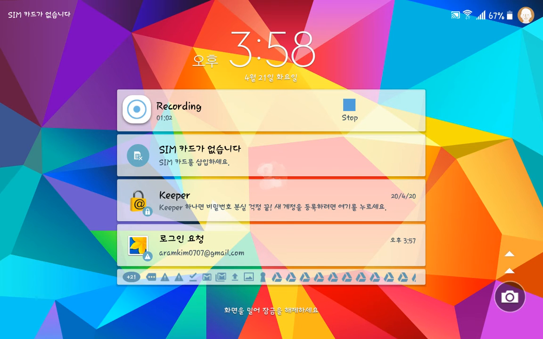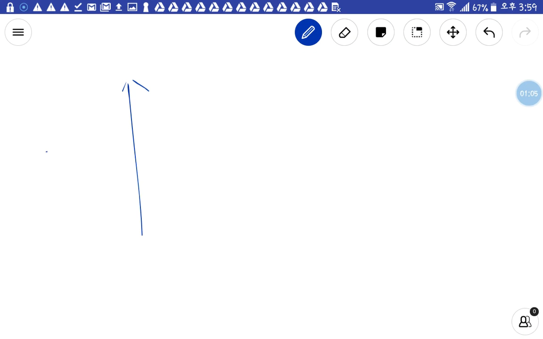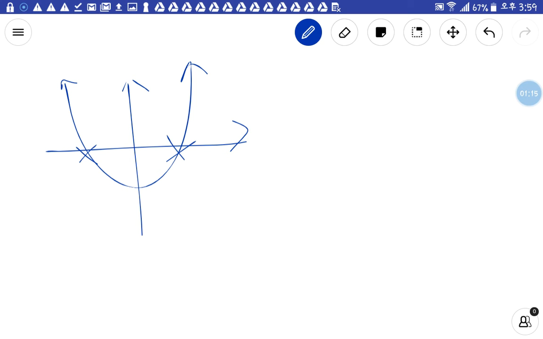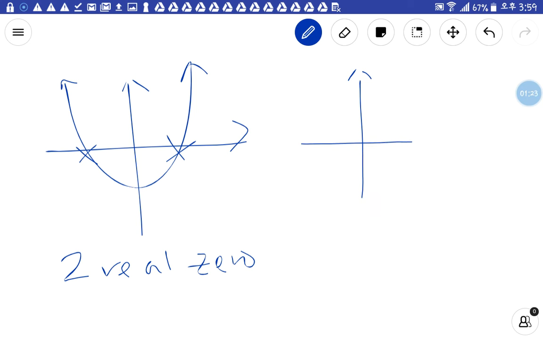So the first graph has this form. Please count how many intersections we have. We have 2 intersections, right? So you can say it has 2 real zeros. What about this type of situation, a graph which is touching the x-axis? Then how many intersections do we have? Only 1 x-intercept. There will be 1 real zero.